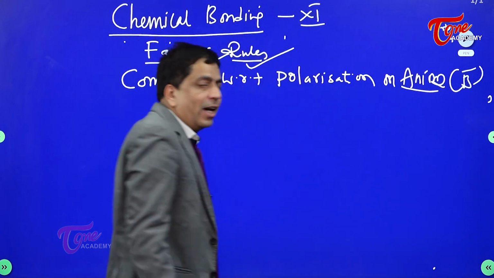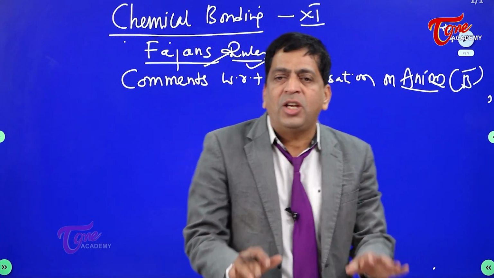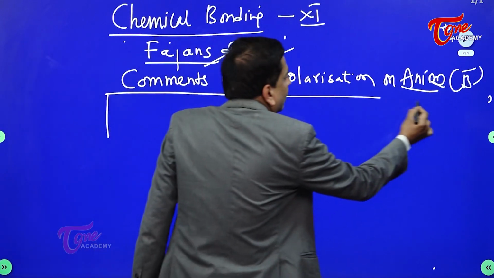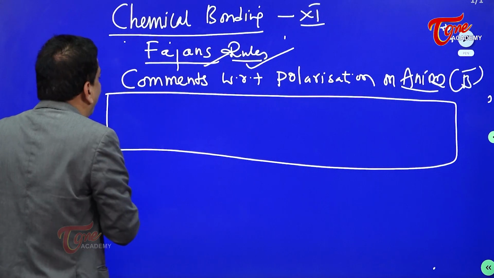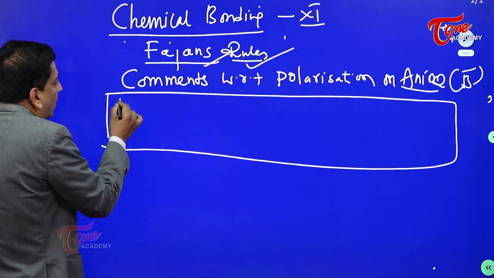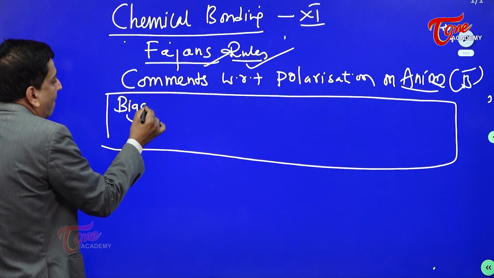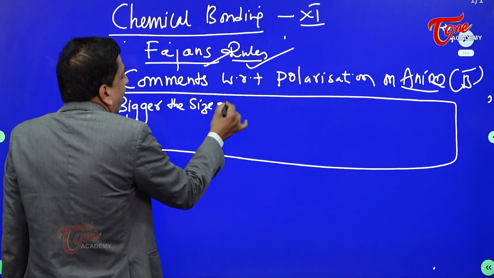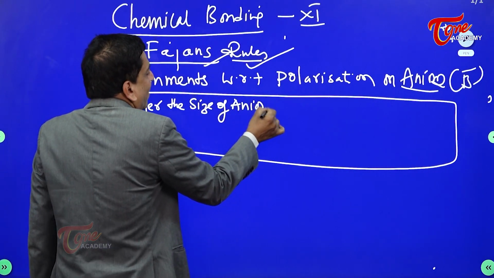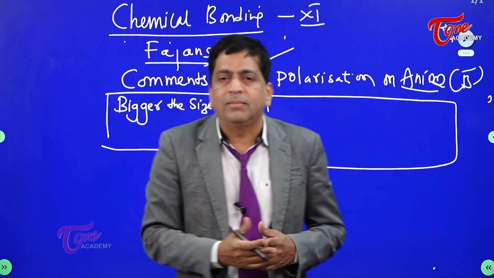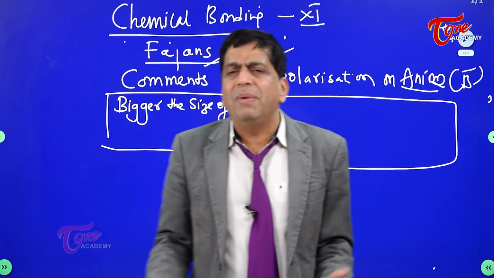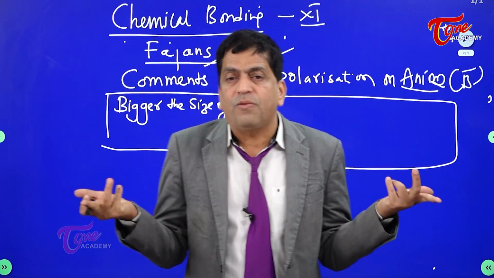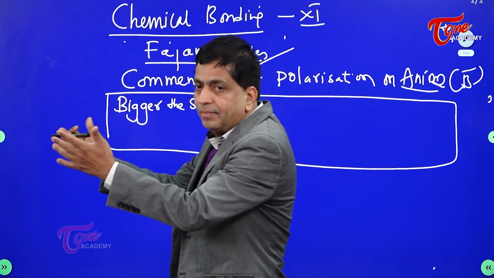That is the B minus, the negative charge cloud. And what Fajan is telling is this. See what he's telling. He says, bigger the size of an anion. The size of the anion is bigger. That means people should all be in a position to locate bigger anions. First of all, anions are placed to the extreme right.